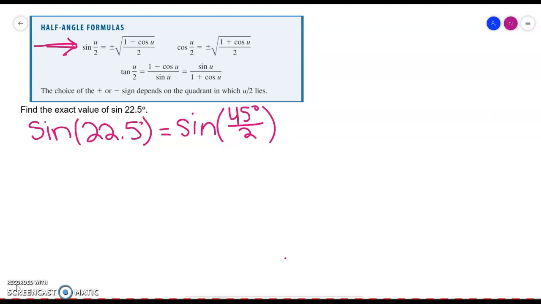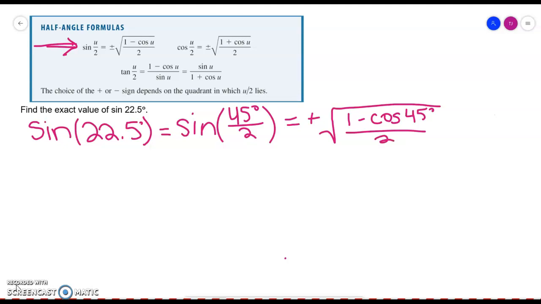So my formula tells me to take plus or minus, right, the square root of 1 minus cosine of u divided by 2. Right, in this case, 22.5 degrees is in quadrant 1. And so since we're in quadrant 1, we know that sine is going to be positive. Right, and so I'm going to take the square root of 1 minus cosine of 45 degrees divided by 2.